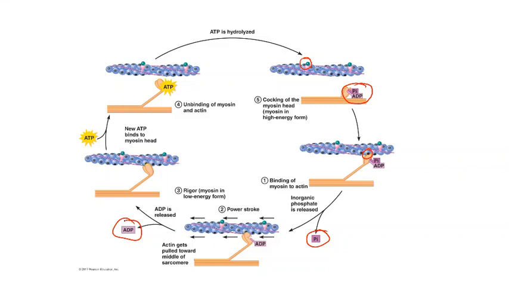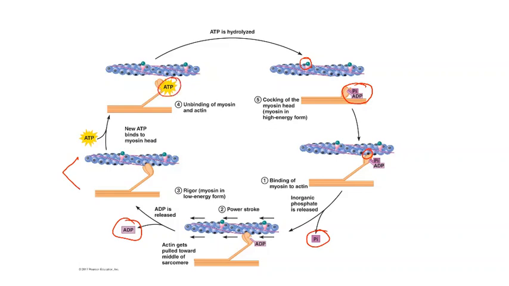We're now in the move state. We're stuck. This is static, right? Now I have to add a brand new ATP in order to come off. If for whatever reason the body runs out of ATP, this stays in the stuck contracted position. That's what rigor mortis is. After you die, you run out of ATP, the muscles contract and cannot relax.